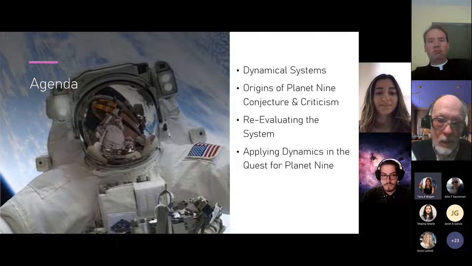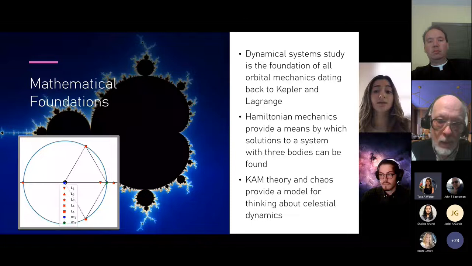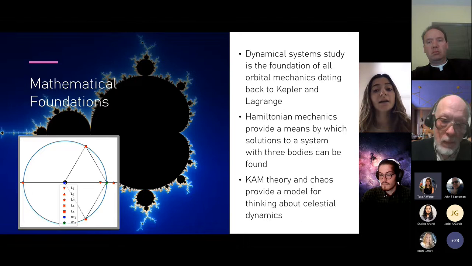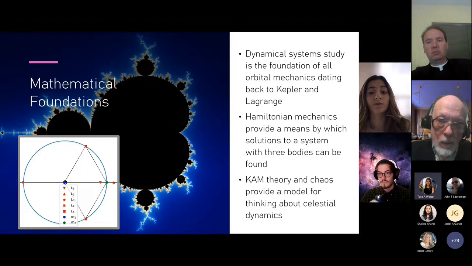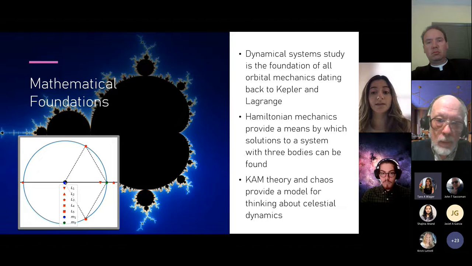For some mathematical foundations, dynamical systems studies are the foundation of all orbital mechanics, dating back to Kepler and Lagrange. Dynamical formalizations define a state space, a set of times, and an evolution rule. The Kepler problem is a special case of the two-body problem, in which the two bodies interact by a central force that varies in strength as the inverse square of the distance between them, creating the basis for Newton's laws of motion.